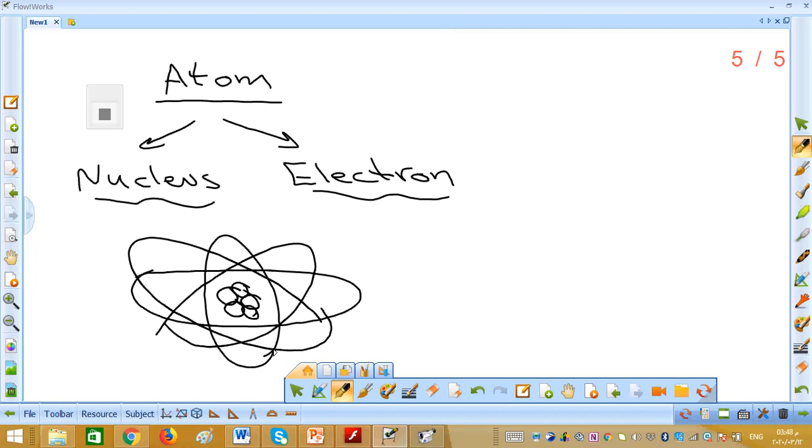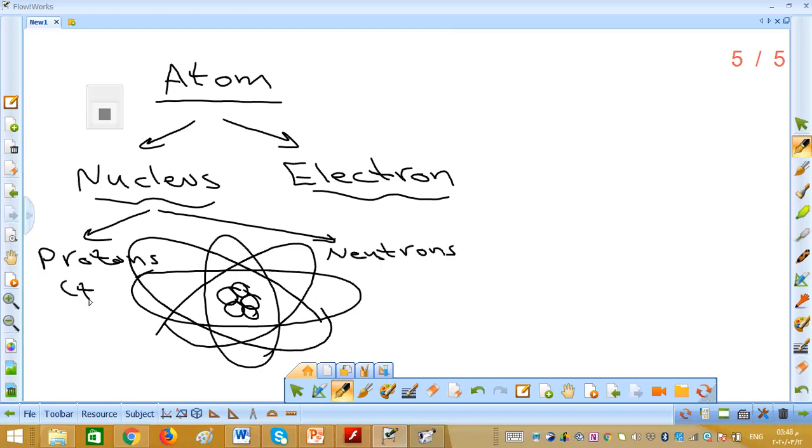Then the nucleus includes two main components, protons and neutrons. We know protons have a positive charge, electrons have a negative charge, and neutrons have no charge. So inside the nucleus we have positive and neutral particles, meaning protons and neutrons, and electrons move around the nucleus.